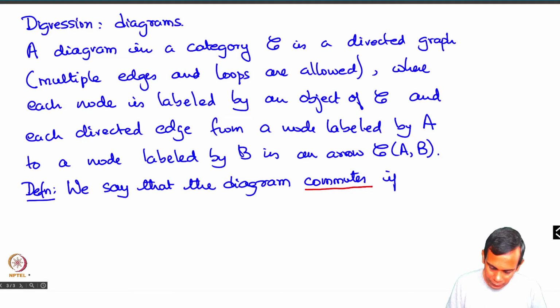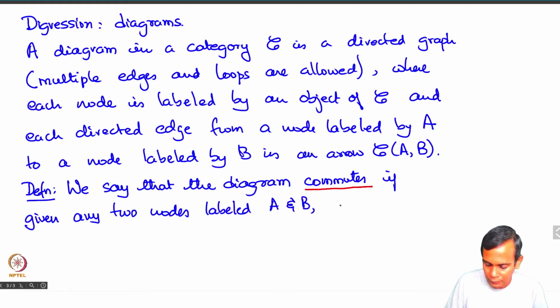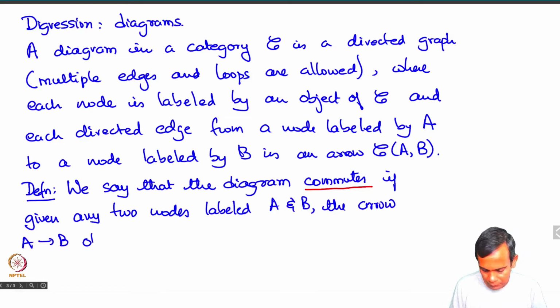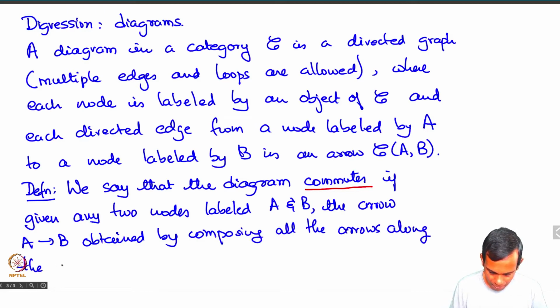So it commutes if, given any two nodes, say labeled A and B, the arrow A to B obtained by composing all the arrows along the path is independent of the path.